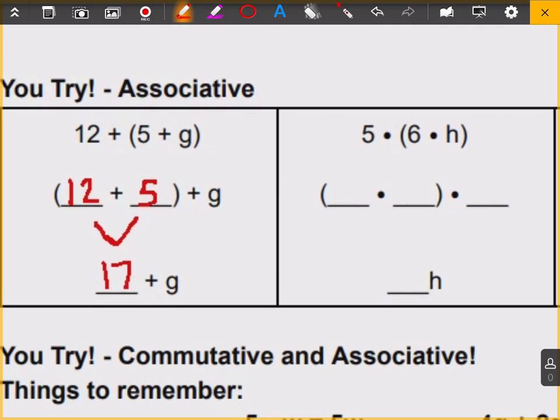In the second example, we're dealing with multiplication. So we have 5 times the value of 6 times h. Again, we cannot combine variables and numbers, so we're going to move those parentheses using the associative property. We are going to have 5 times 6 inside of the parentheses, and we're going to have the value of h on the outside. When we combine 5 times 6, that gives us 30, so we would write this as 30h. Again, multiplication does not need a sign if it's a number and a variable next to each other.